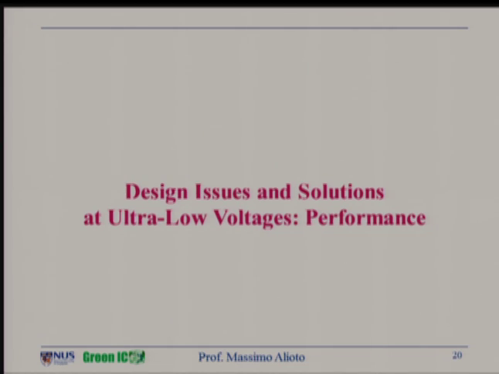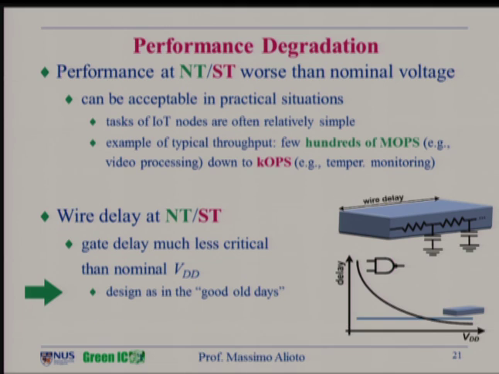So now that we have introduced ultra-low voltage operation and the basic features, let us talk about the fundamental challenges that ultra-low voltage poses. One is performance degradation. Actually, I would like to say that it's not necessarily an issue, because IoT nodes usually don't require very high performance. Typically, we might need a throughput from hundreds of mega ops per second down to kilo ops per second, depending on the application, of course. And this range of performance is fully compatible with what we can get from near threshold down to sub-threshold. So the performance degradation at ultra-low voltage might not be an issue in the IoT case.